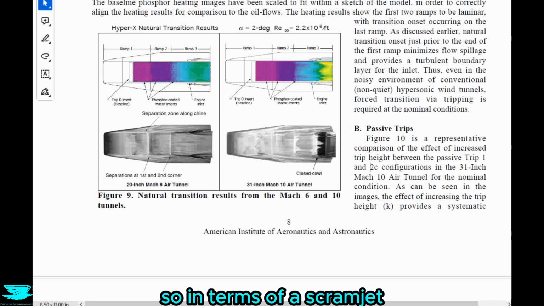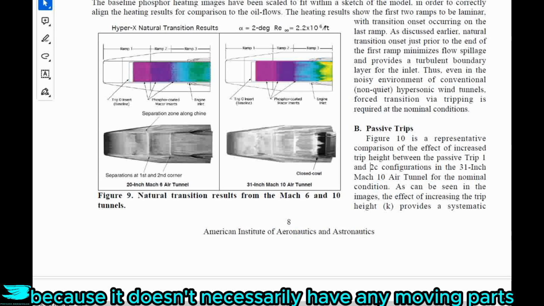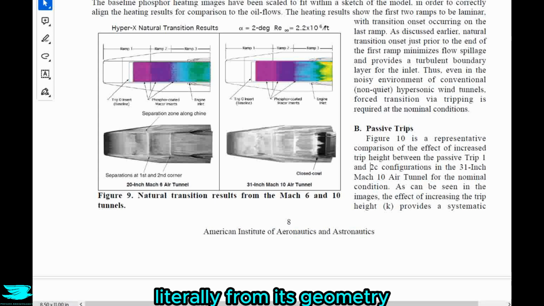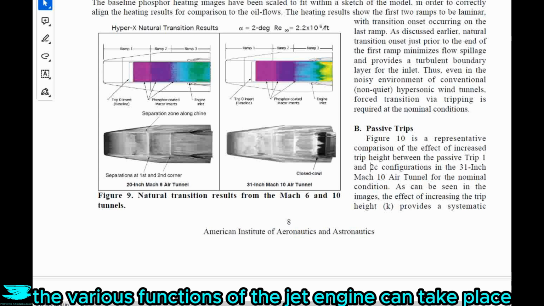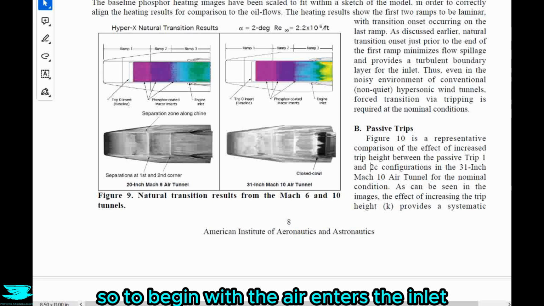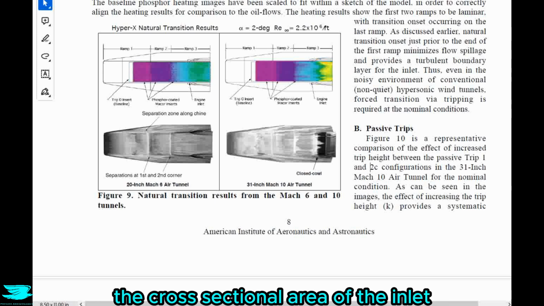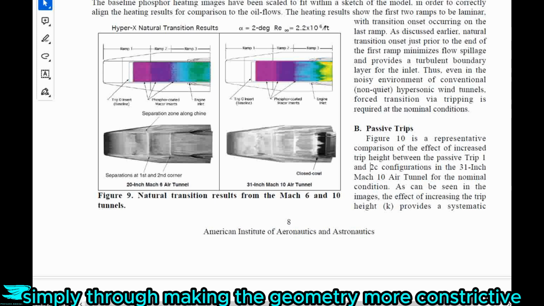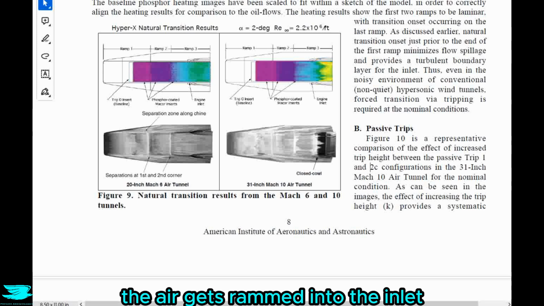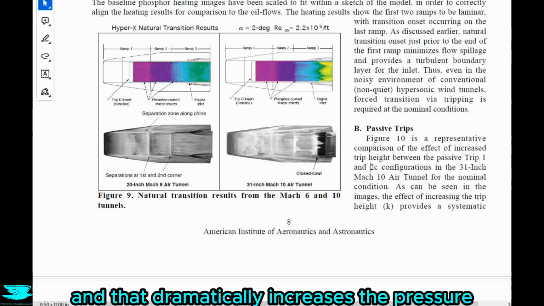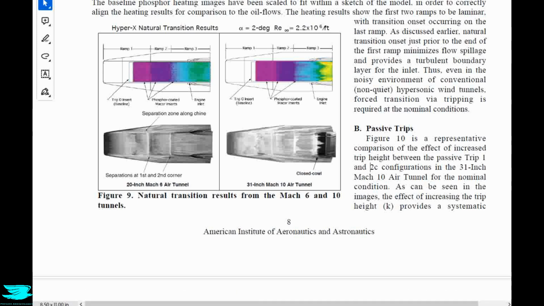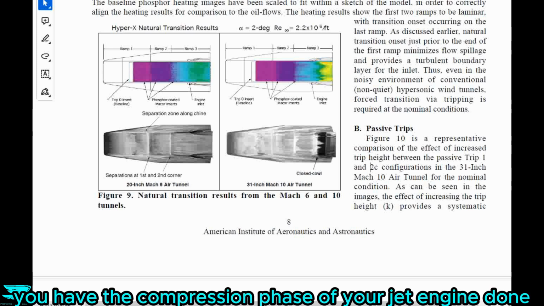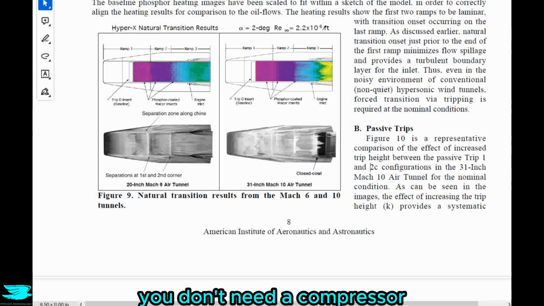So in terms of a scramjet, it is amazing because it doesn't necessarily have any moving parts. Literally from its geometry, the various functions of the jet engine can take place. So to begin with, the air enters the inlet, and if you reduce the cross-sectional area of the inlet, simply through making the geometry more constrictive, the air gets rammed into the inlet, and that dramatically increases the pressure. So right there, you have the compression phase of your jet engine done. You don't need a compressor, or any other turbomachinery to compress the air.